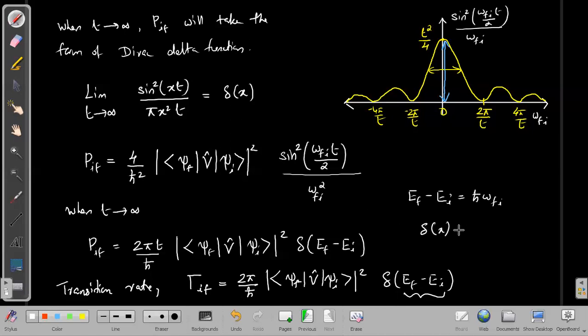Any Dirac delta function would be zero when x is not equal to 0. So if the argument is 0, then only this function has some value. Therefore, the transition rate will have non-zero value only when f equals i. So it guarantees that conservation happens here. There is no violation of conservation of energy in the case of the constant perturbation. So that is what we are getting here.